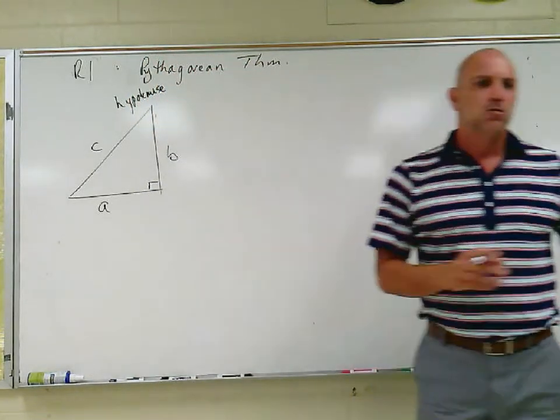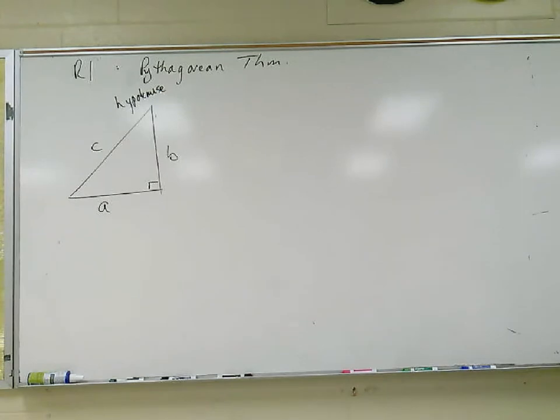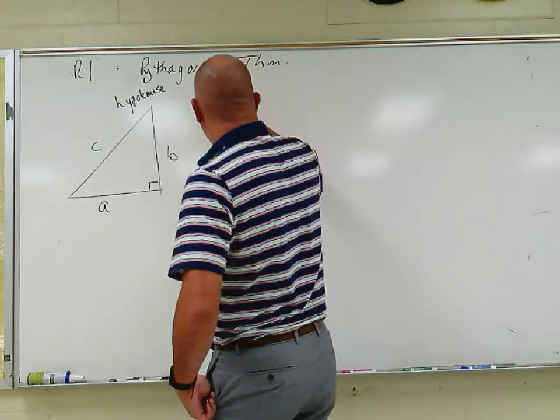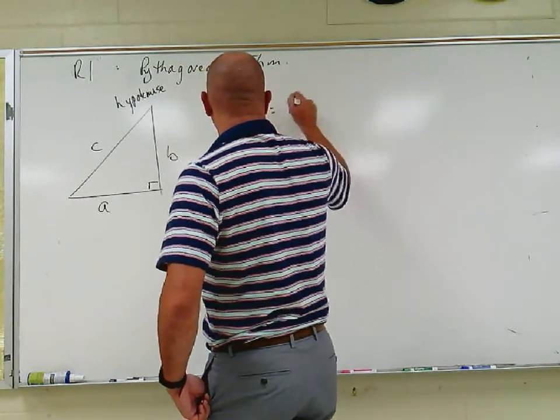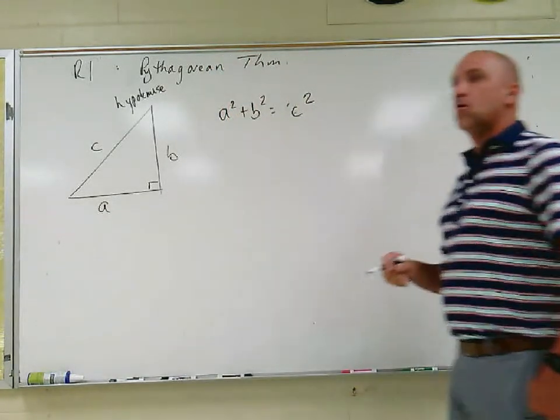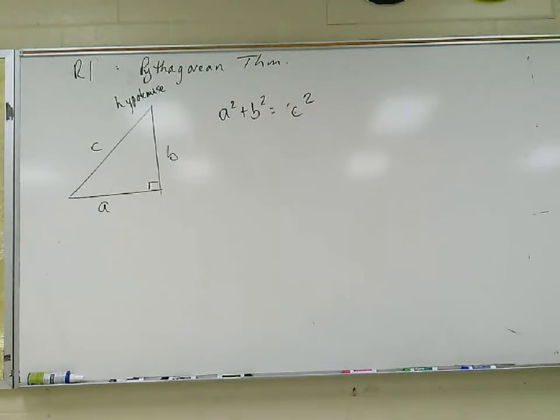All right. So what's the relationship between the sides of a right triangle? What does the Pythagorean theorem say? A squared plus B squared equals C squared. If it is truly a right triangle, then those have to be the side lengths. The two legs, if you square them and add them up, have to equal the square of the hypotenuse.